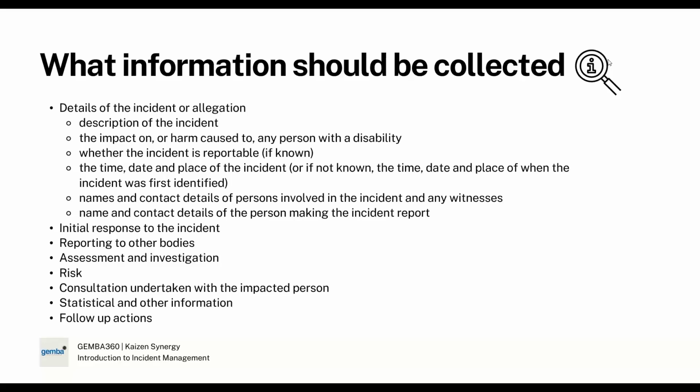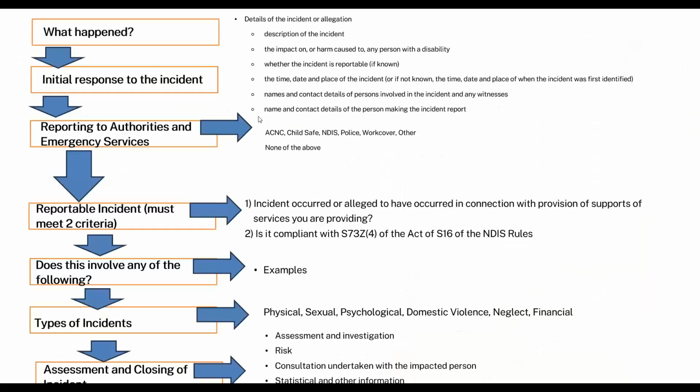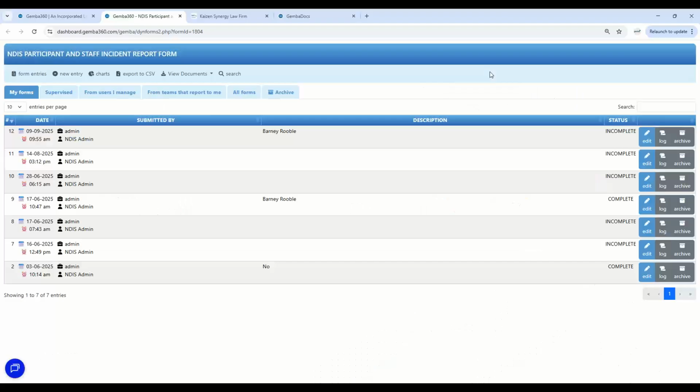So when auditors come through and review your documents, what they're really asking for is, do you have details of the incident or allegation? Is there an initial response? How do you report to reporting bodies? Is there an assessment of risks and consultations? And are there any follow-up actions? That is what they want to see from providers to start with. It is something we need to consider as part of this process. Now, what we wanted to look at today was an actual incident report.